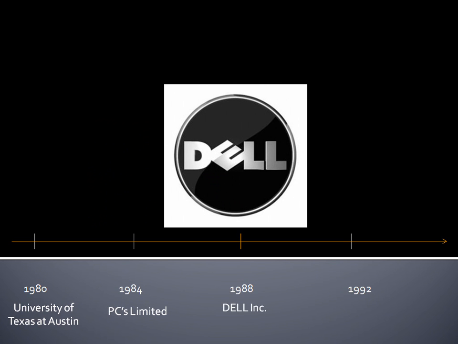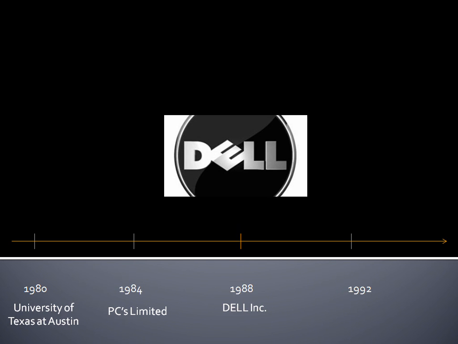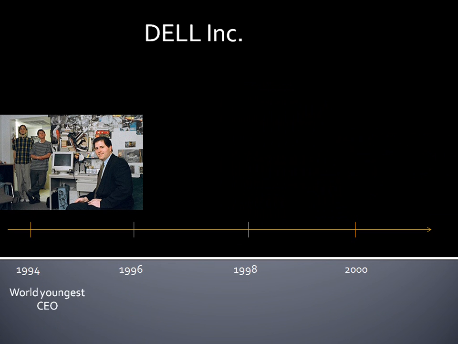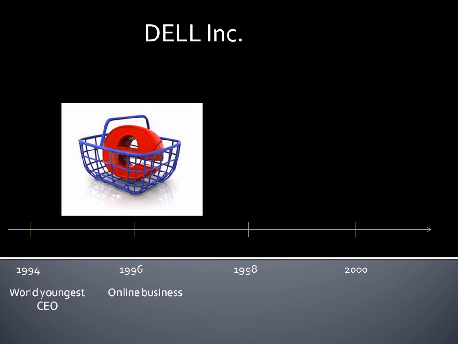And then by 1988, he switched PC Limited to Dell Inc. In 1986, he broke the record for the fastest computer in the industry with a 12 megahertz personal computer. And he created Dell, and Dell became very successful. He became one of the youngest CEOs in the world. And by 1996, he started doing online business to help people around the world. His dream is to have better customer service and help people online, even if they're away from Austin.